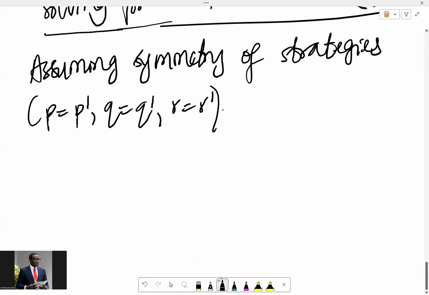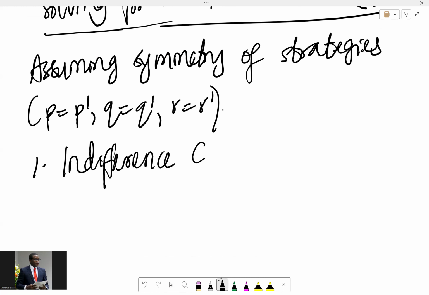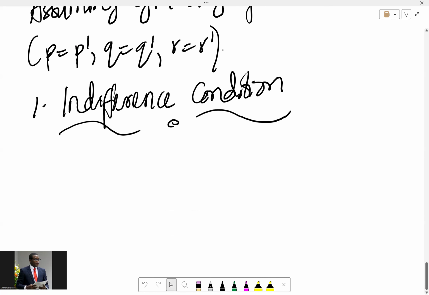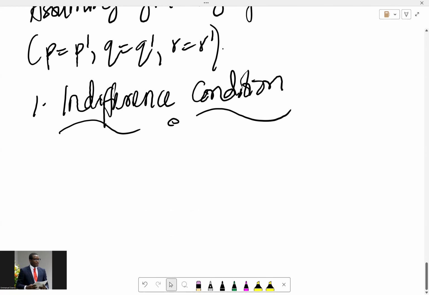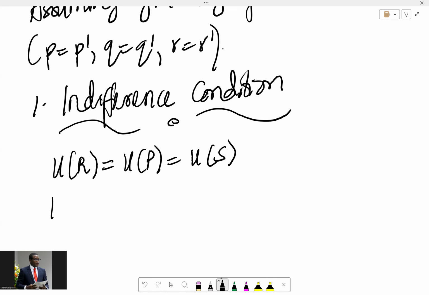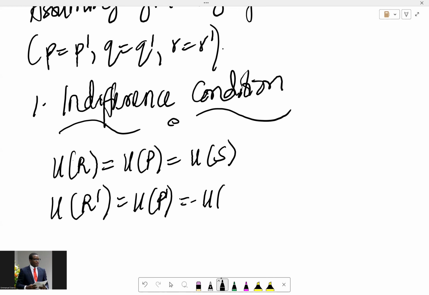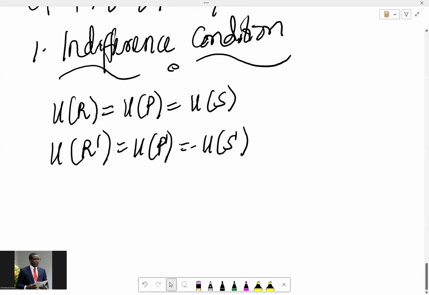Okay, so the next thing is we now talk about the indifference condition. For indifference, you have already said that all the expected payoffs are equal for each player. So if you take U of rock, the expected payoff for rock is equal to the expected payoff for paper and the expected payoff for scissors. You can do that, or you say U of R prime equals U of P prime equals U of S prime. Anyhow you go, you can do that.